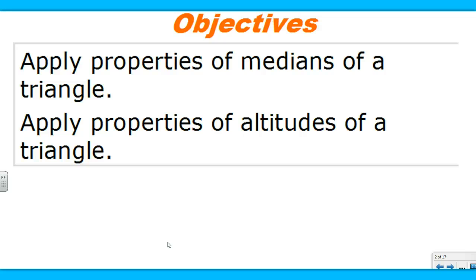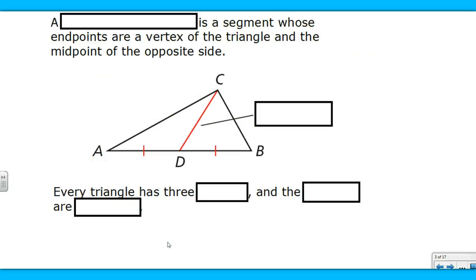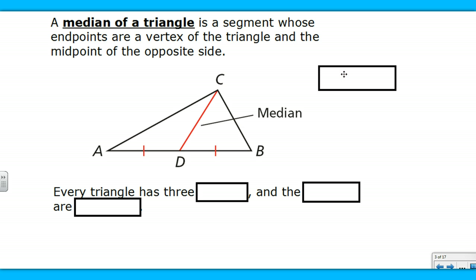Okay, the objectives today are to apply properties of medians of a triangle and apply properties of altitudes of a triangle. So let's see. A segment whose endpoints are a vertex of the triangle and the midpoint of the opposite side. This segment that begins at a vertex and ends at a midpoint of the opposite side is a median of a triangle. That's what that is, the median.